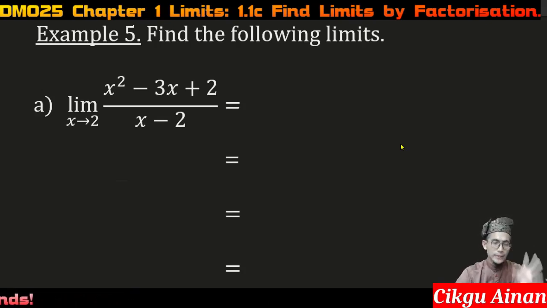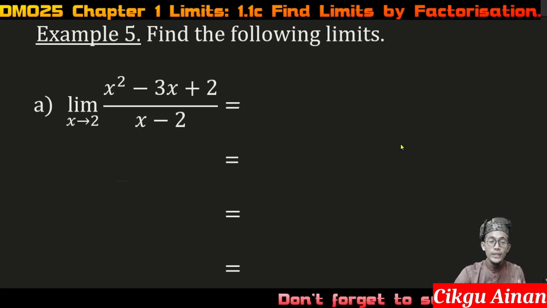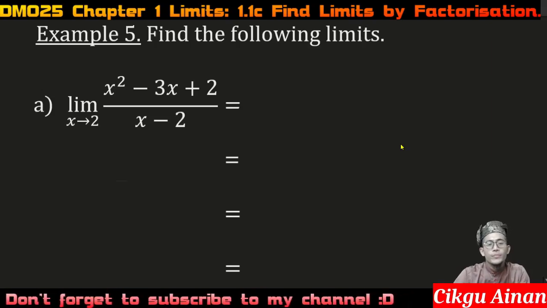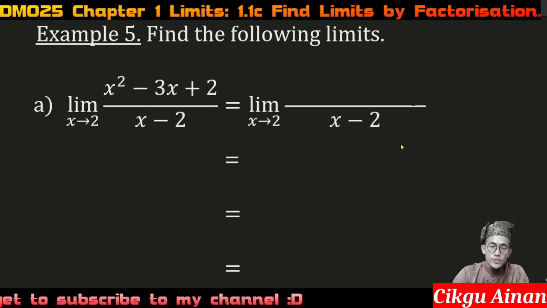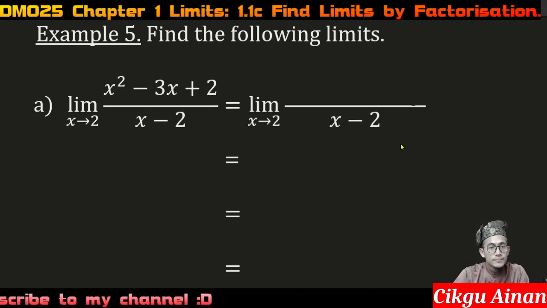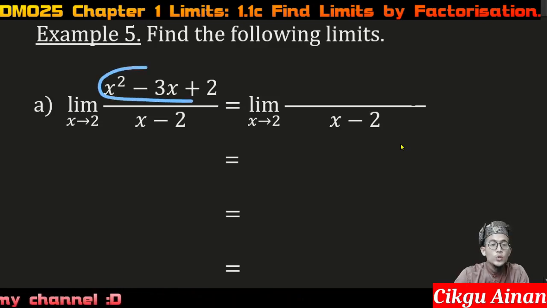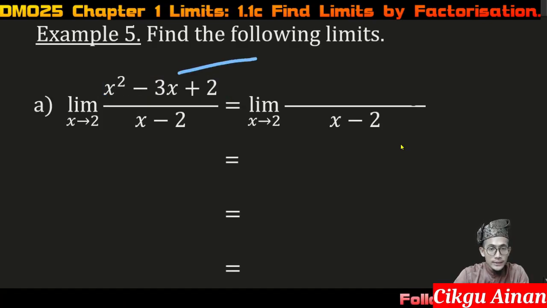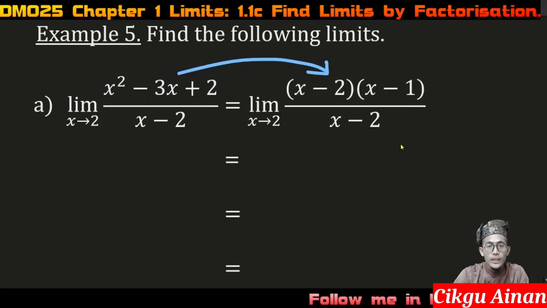As I said earlier in previous videos, if we want to find the limit of a function, it is for us to know the behavior of the function. So the next step is for us to factorize the numerator over here. The rest is just copy and paste like this. So we can factorize this to become x minus 2, x minus 1.